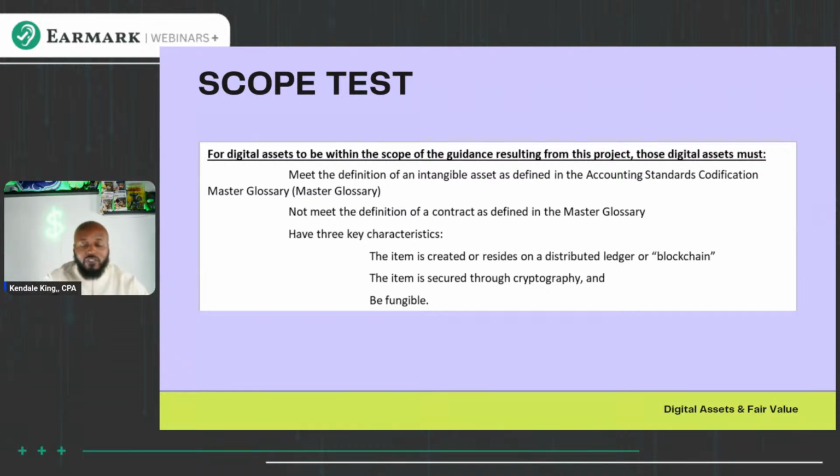It must not meet the definition of a contract as defined in their master glossary. And then it also has to have these three characteristics: it resides on the blockchain, the item is secured through cryptography, and it must be fungible. So just off the bat, that eliminated quite a few different things. Where we are right now is that my first step was taking this information and, like all good accountants and researchers do, making sure we're all on the same page about what these definitions are. So that's what I did.